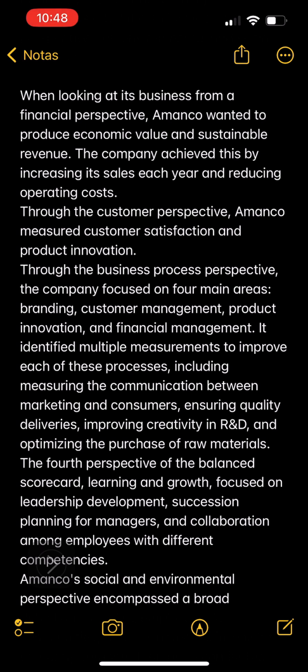Through the business process perspective, the company focused on four main areas: branding, customer management, product innovation, and financial management. It identified multiple measurements to improve each of these processes, including measuring the communication between marketing and consumers, ensuring quality deliveries, improving creativity in R&D, and optimizing the purchase of raw materials.